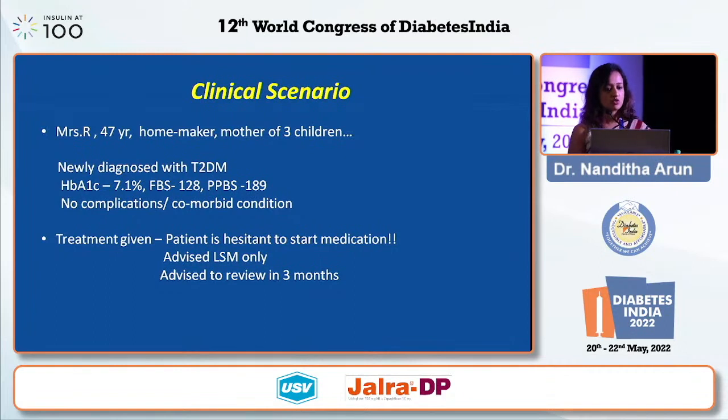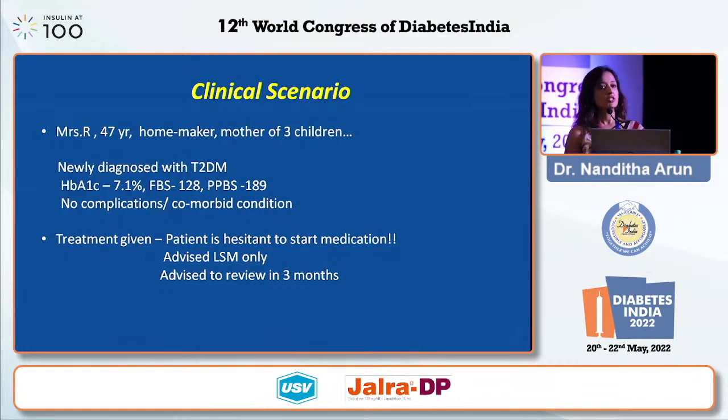This is a Mrs. So-and-so who is 47 years old, a homemaker, mother of 3 children, and she's been newly detected with type 2 diabetes. She's now sitting in the clinic with an HbA1c of 7.1, fasting of 128, postprandial of 189, and she has no comorbidities or complications at the moment in this consultation.